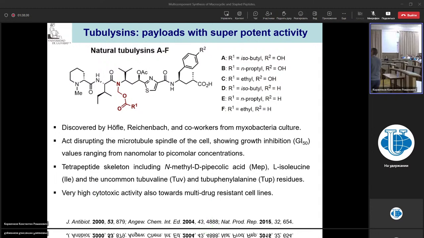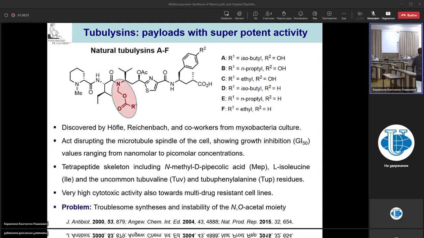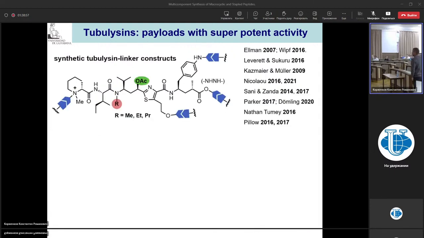But the most relevant part of the peptide is this one, because this makes this compound very metabolically unstable. So in our body, this N,O-acetal here decomposes, okay? Because you see, we chemically know that this is very labile, okay? So despite the very high activity, this family of compounds that was discovered 20 years ago never reached the development of antibody drug conjugates. We are solving that situation, okay?